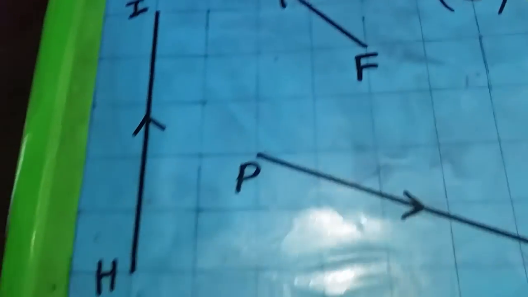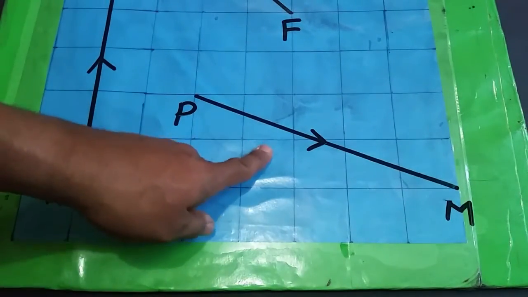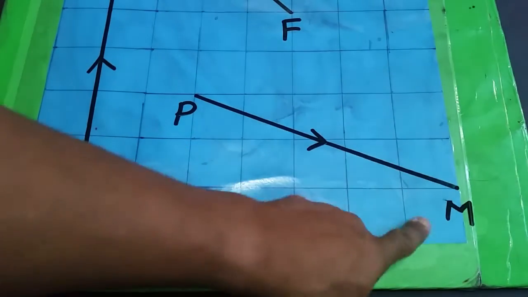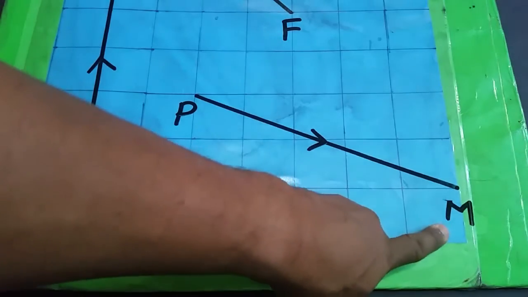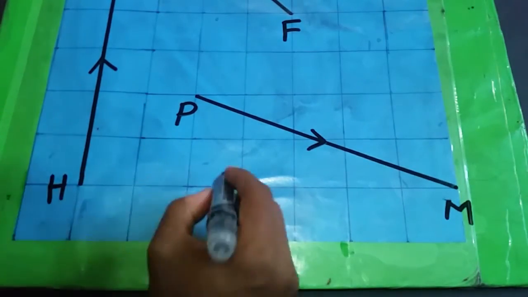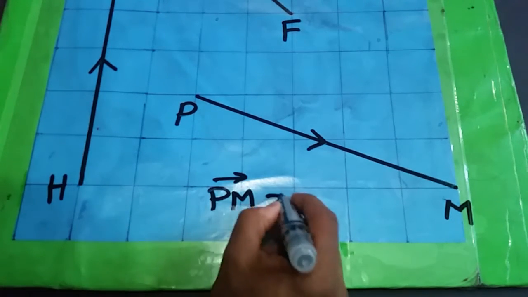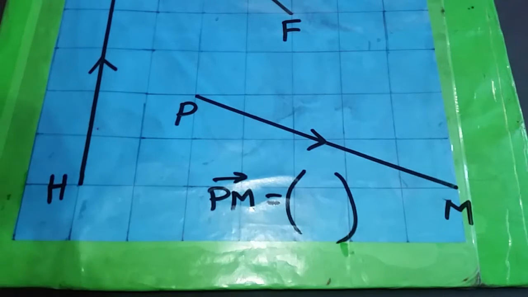Quickly, let's look at this vector here. All right. Now, what would this vector be called? Clearly, this is the head because the arrow is pointing to M, and this is the foot. So this vector is called PM. So we need to determine the column vector form for it.